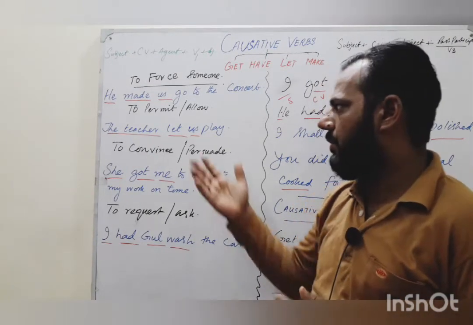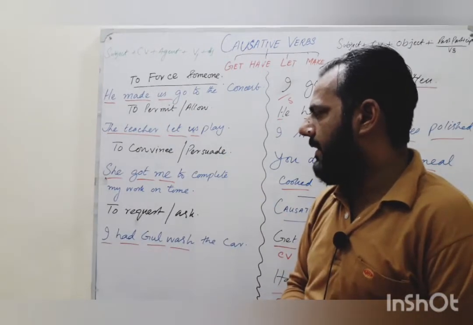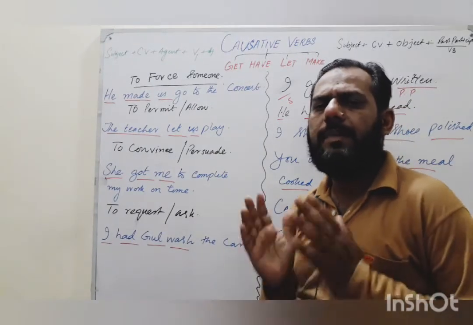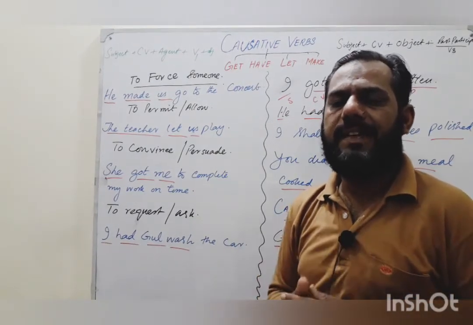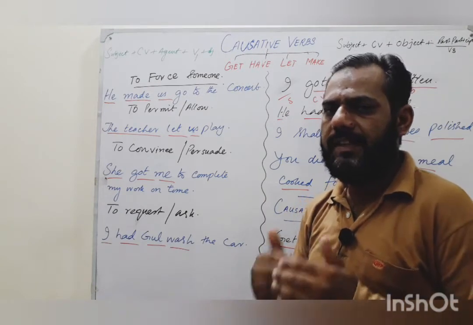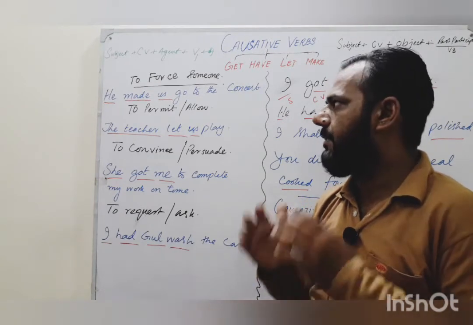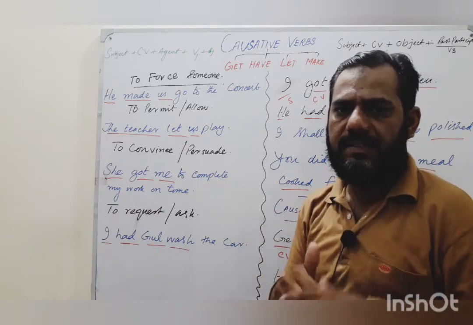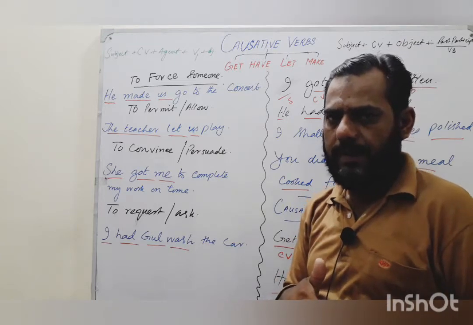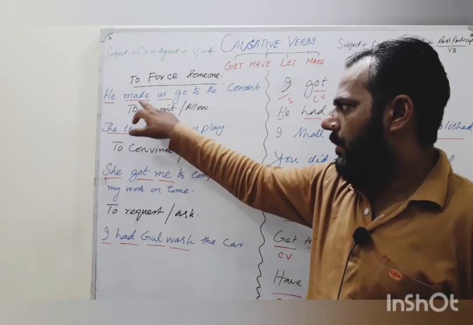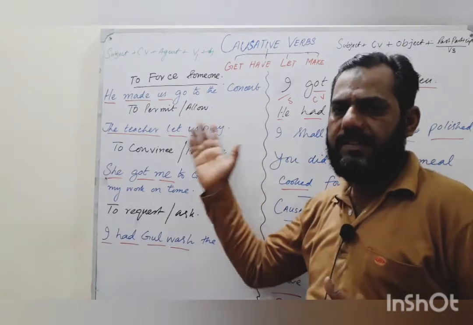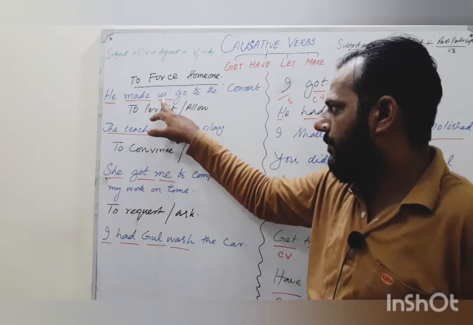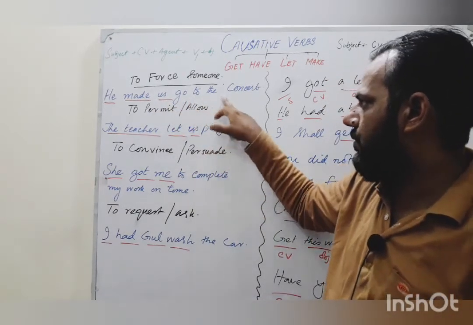How is it used? Look, the first sentence I used: He made us go to the concert. Whenever make or made is used in a sentence as a causative verb, it means that the person who is getting the stuff done by the other person is kind of using force. He wants to compel others to get the job done by him. So what is made? Made is the second form, past tense, used here, and us has been used as the object, and then the first form, and then to the concert.